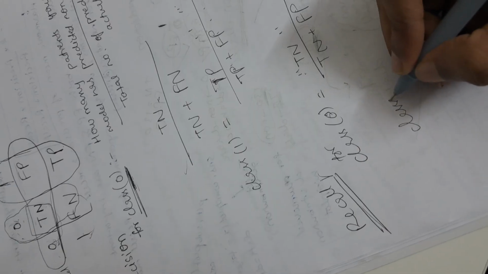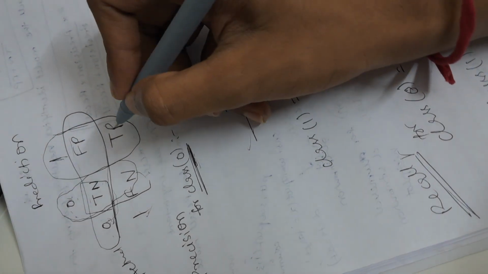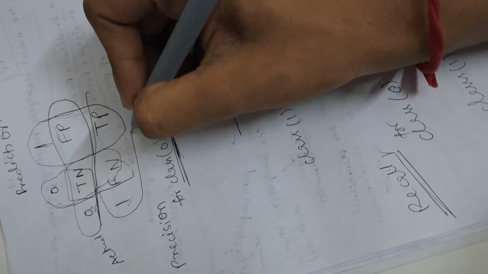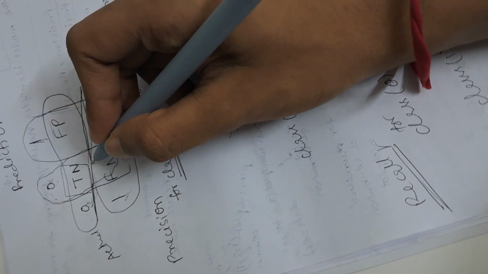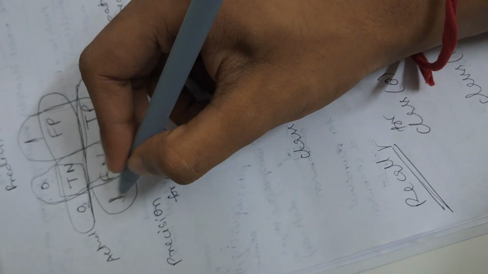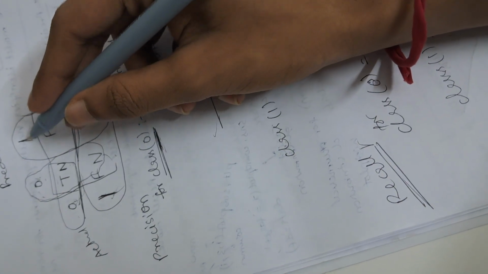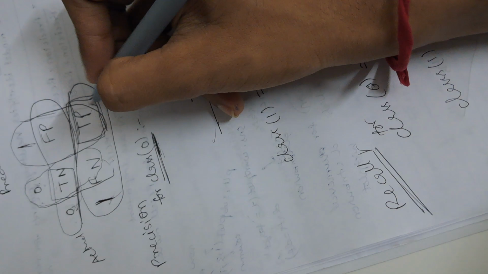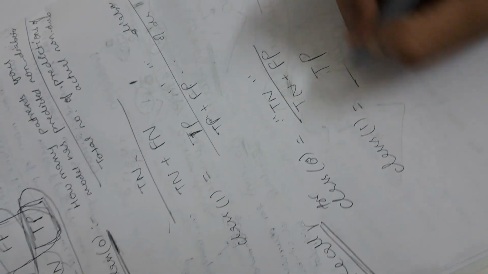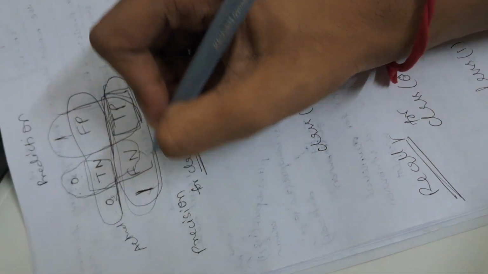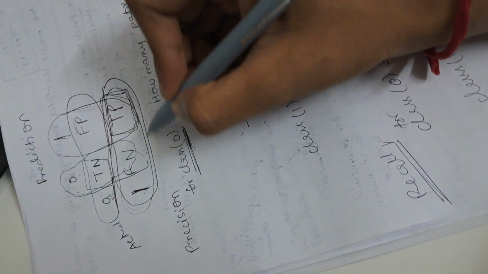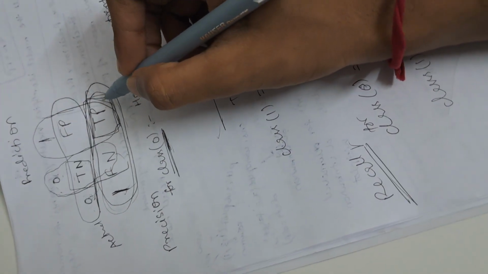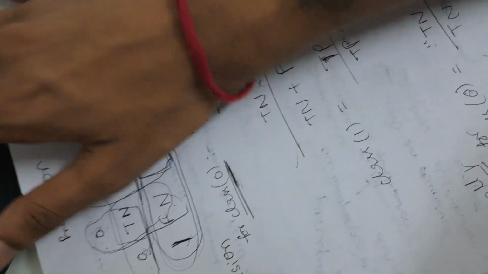And recall for class 1: total how many actual diabetic patients are there? In that, how many actual diabetic patients are also predicted correctly as diabetic? True positive divided by total actual class 1 patients, total actual diabetic patients, false negative plus true positive. So this is precision and recall for both class 0 and class 1.